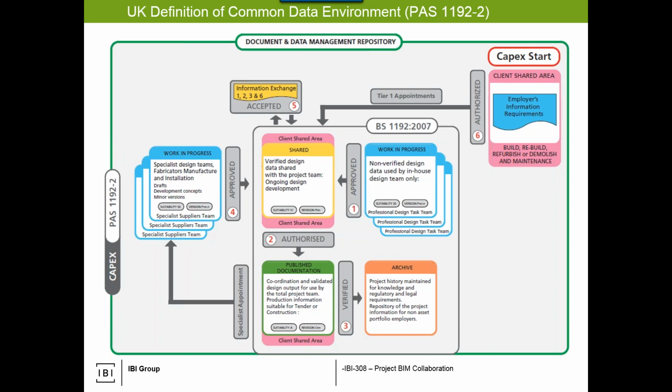This diagram actually comes straight out of the BS 1192. So this is the PAS 1192-2 document, and it is another view into the world of WIP, shared, publish, and archive. That central nexus there of the four, that was the original collaboration definition that I saw way back when it used to be called the Avanti standard. And from that concept, that's how they've grown it into what is now their national standard.